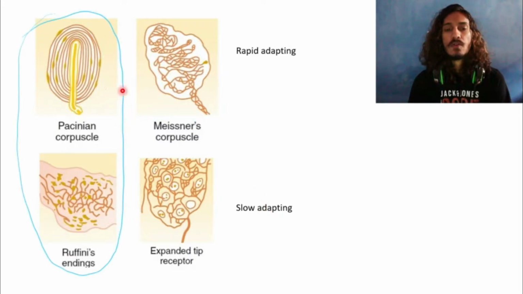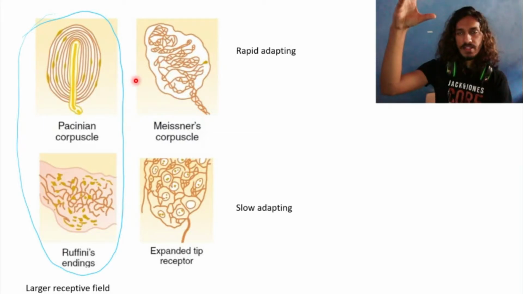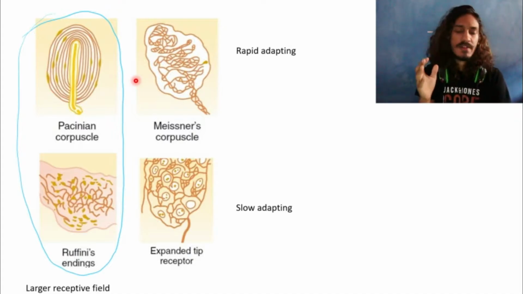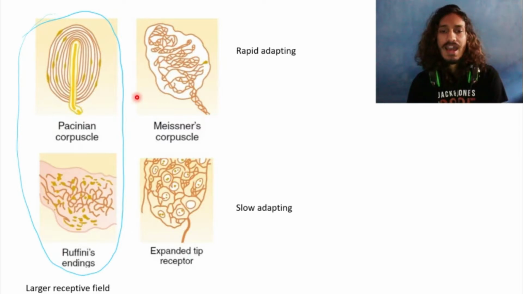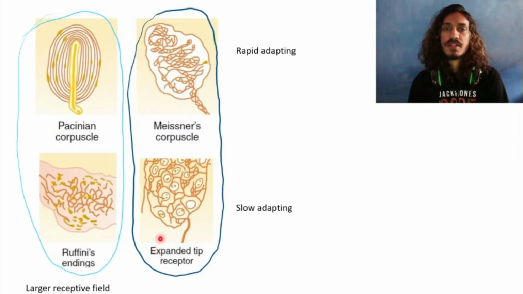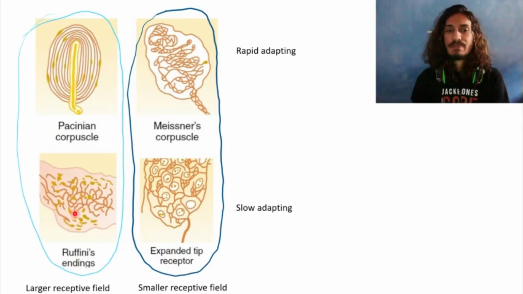Now the Pacinian corpuscle and the Ruffini's ending, these two are lying deeper. When you take a look at your skin, inside the epidermis and dermis, the Pacinian corpuscle and Ruffini's ending are there deeper, and your Meissner's corpuscle and expanded tip receptors are more superficial. So finally, what it means is that those that are deeper have a larger receptive field, while those that are towards the periphery have a smaller receptive field.